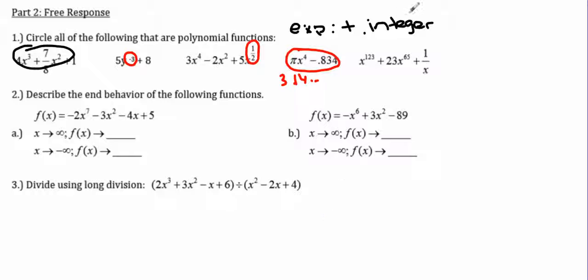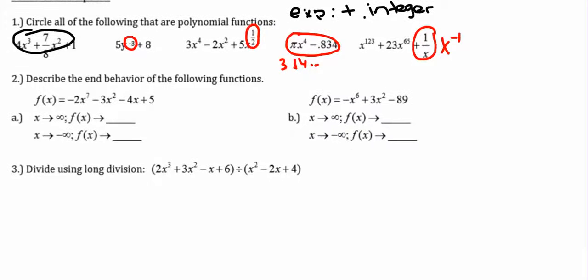All right, let's look at the next one. 123 is okay, exponent 65, but then 1 over x. How would we write that? Or what's another way to write it? Well, that is x to the negative 1. That is a negative exponent, so that is not a polynomial. So the only polynomials that we have in this set are the first and the third.